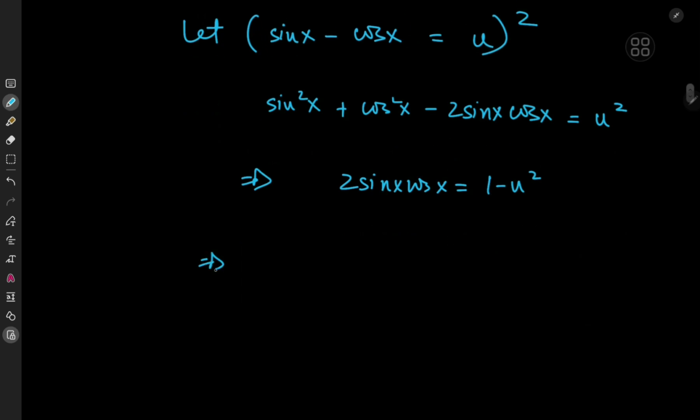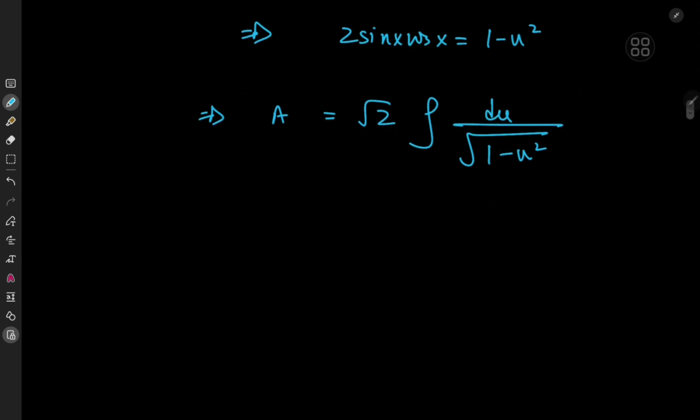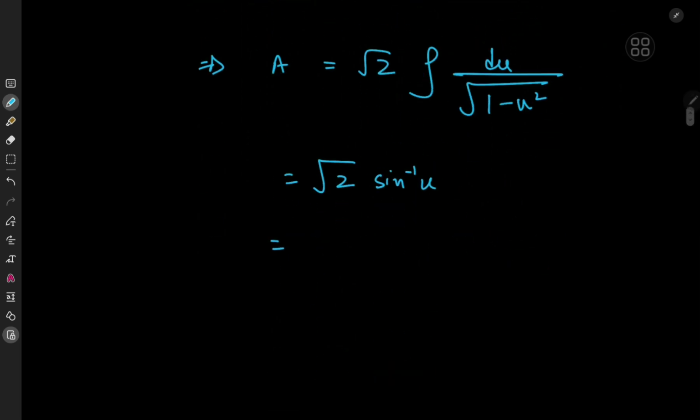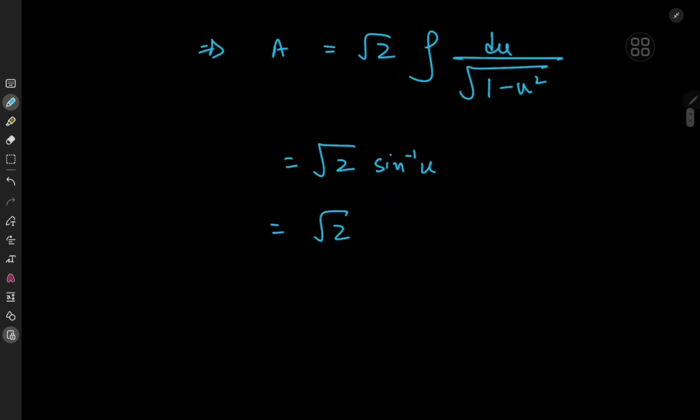So under my substitution, this means that A equals root 2 times the integral of du divided by square root of 1 minus u squared, which we immediately recognize as the inverse sine function. So we have root 2 times the inverse sine of u, and u is defined as sine x minus cosine x. Yep, exactly. So we have root 2 times the inverse sine of sine x minus cosine x plus some constant of integration C.